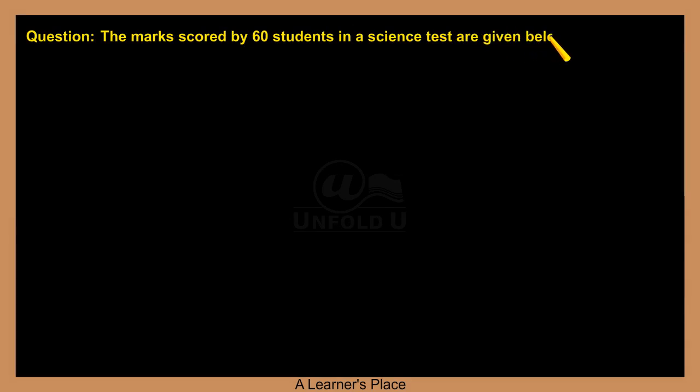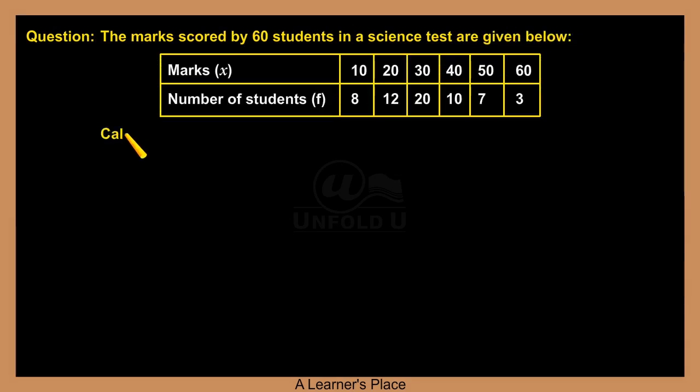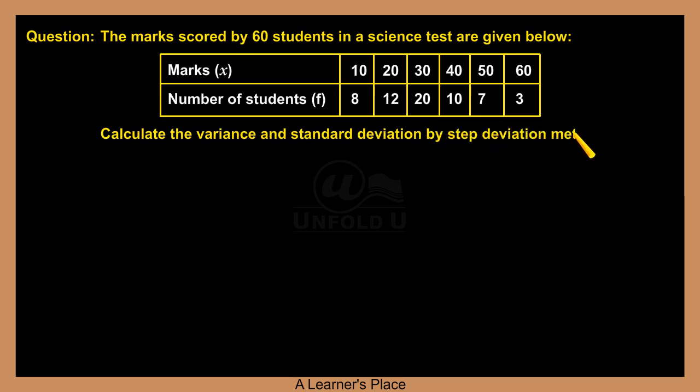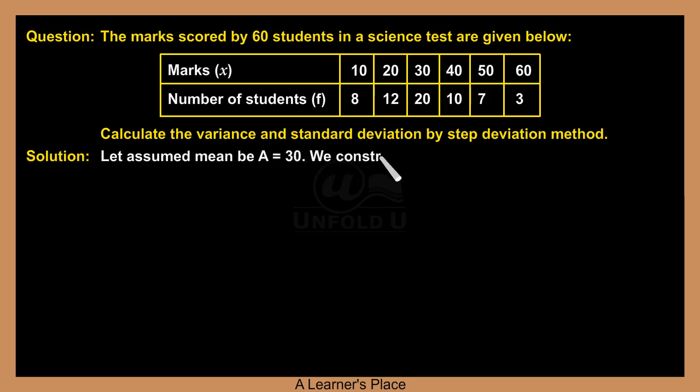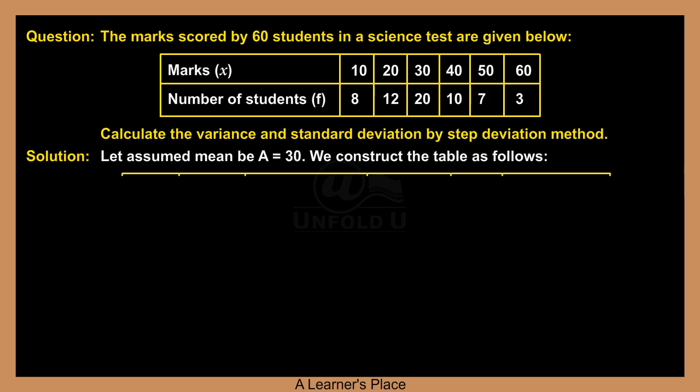Question. The marks scored by 60 students in a science test are given below. Calculate the variance and standard deviation by step deviation method. Solution. Let the assumed mean be a equal to 30. We construct the table as follows.